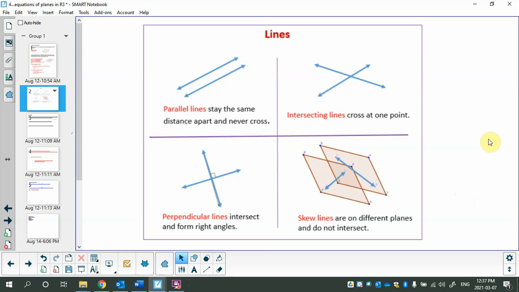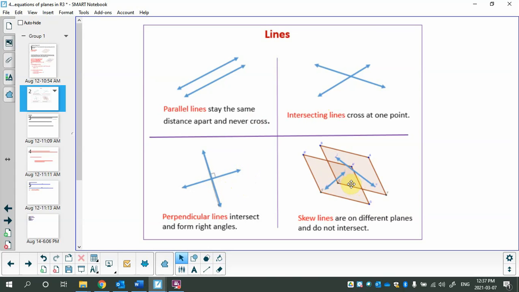Okay, so I went on the good old internet and I found a picture of three space lines and how they can intersect. So this is parallel lines that stay the same distance apart and never cross. This is the intersecting lines that cross at one point. This is actually the same. It's perpendicular lines. It is a special example of intersecting lines, only they intersect at 90 degrees.